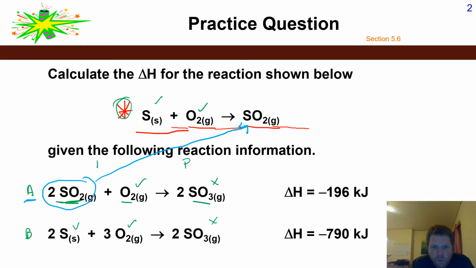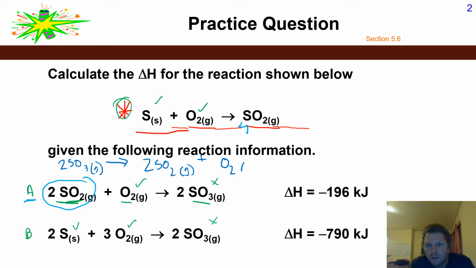I'm going to do some erasing here so that it's a little bit more clear. I'm going to rewrite A as 2SO3 gas yields 2SO2 gas plus O2 gas. Whenever I do that, I've rewritten it, I've considered all of my reactants and all of my products. And the great thing about this is my delta H. Do I know my delta H for this opposite reaction? I sure do. It's 196 kilojoules. So I can scribble this one out.